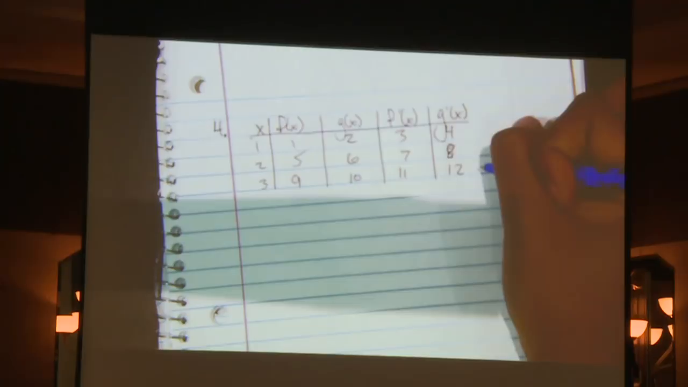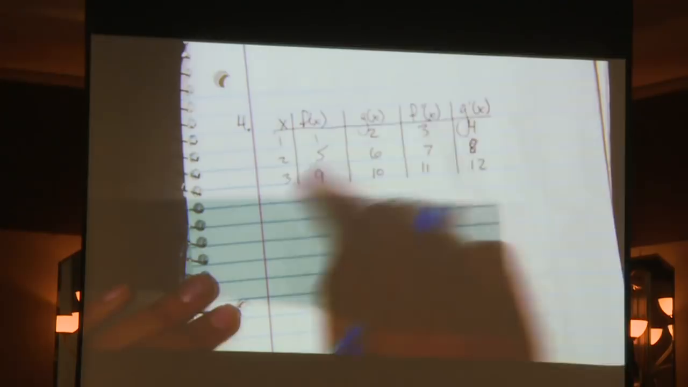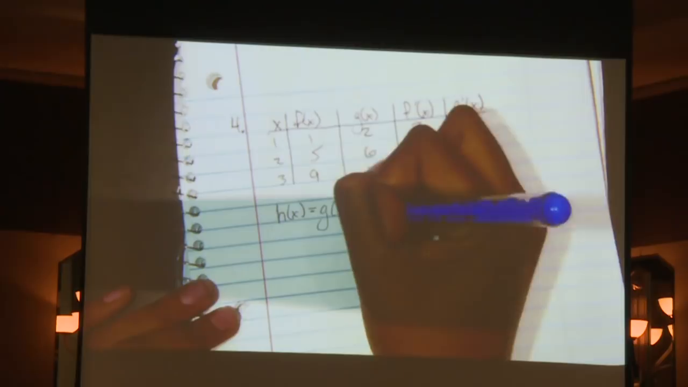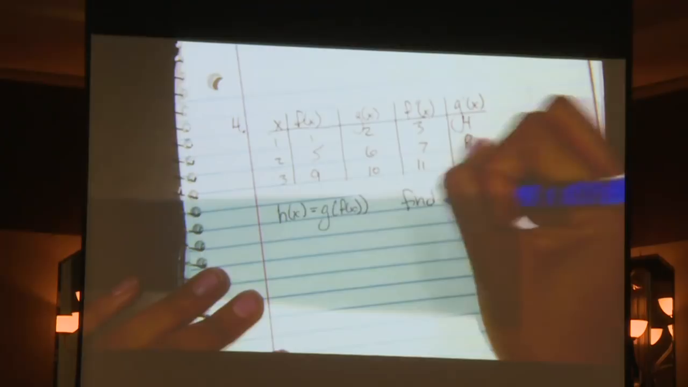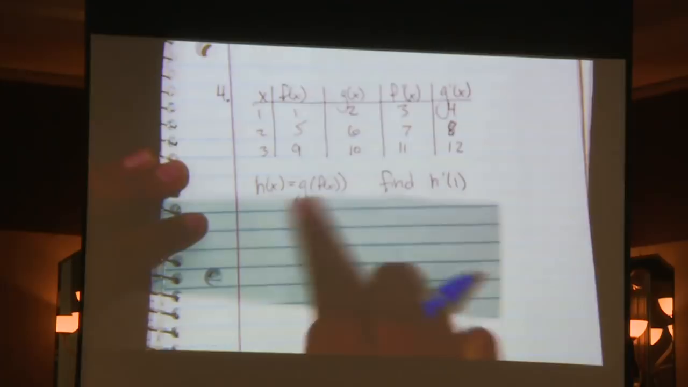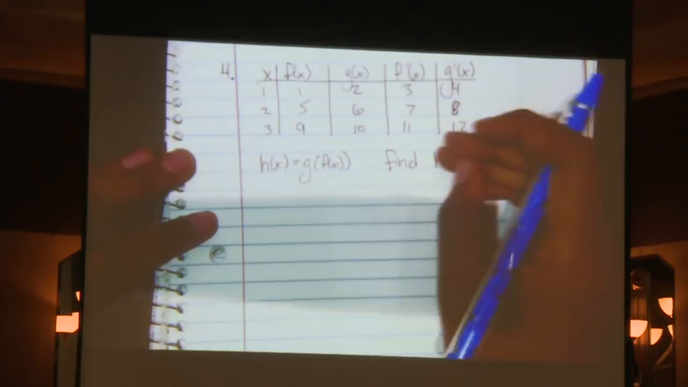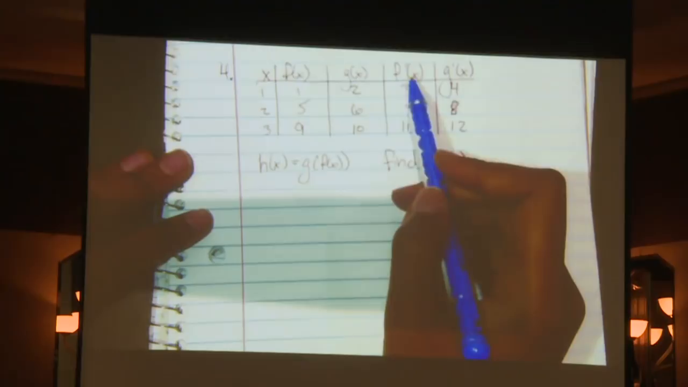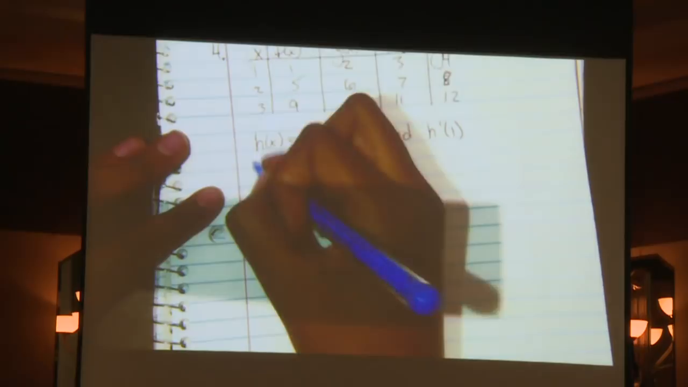So this table gives me these values. And it says if h of x equals g of f of x, find h prime of 1. Obviously, we don't have a row for h prime of 1, nor do we have a row for just h, but we are given this formula. Because you don't actually have a function for h of x, f of x, g of x, or f prime or g prime, you have to actually take the derivative of this so you can get h prime. Does that make sense? Okay.